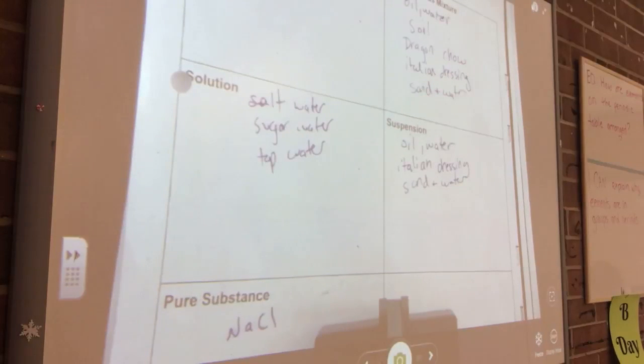If you are a solution, then you are automatically a homogeneous mixture. So your answer should be the same for homogeneous mixture and solution. Record the correct answer.